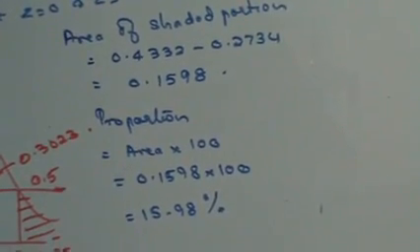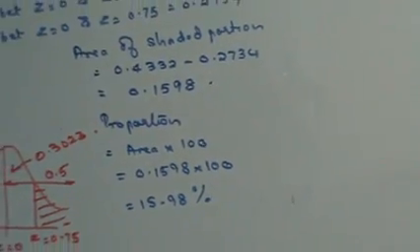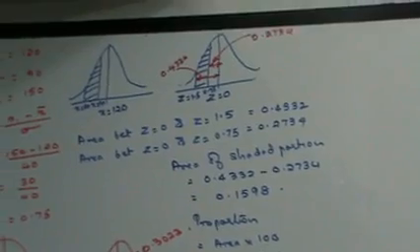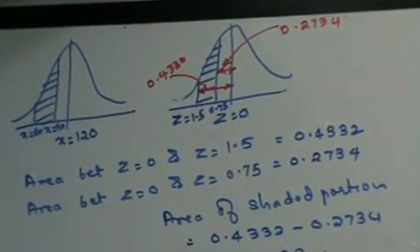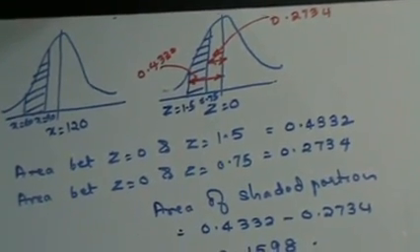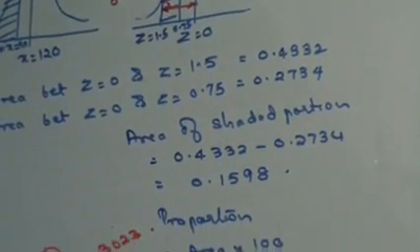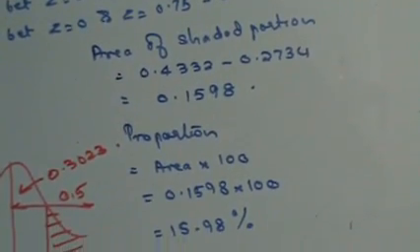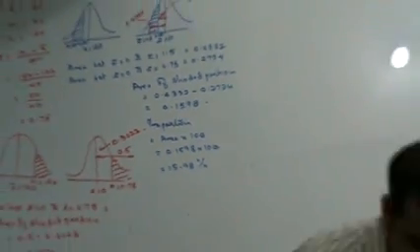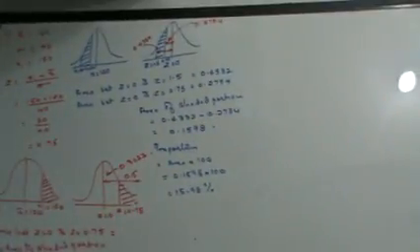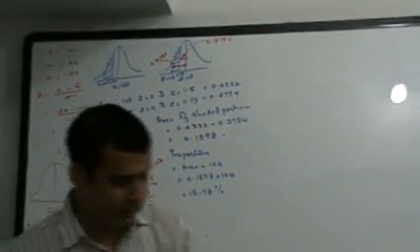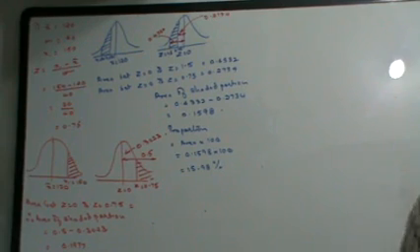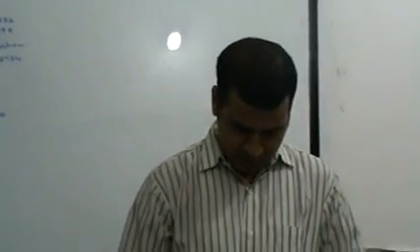Okay. Let's see another sum, guys. Please take down another sum. The income distribution of a group of 1,000 people was found to be normal, and the mean is 750 and standard deviation is 50.